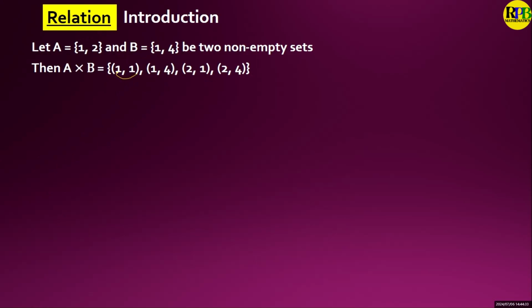You will get some relation between 1 and 1. Which relation is there? X component and Y component are equal, or X component is equal to Y component, Y component is equal to X component, or you can say Y component is cube of X component, X component is cube root of Y component. There is a single ordered pair, but you can get various relations there. And in the second ordered pair also, between 1 and 4, you can get several relations.